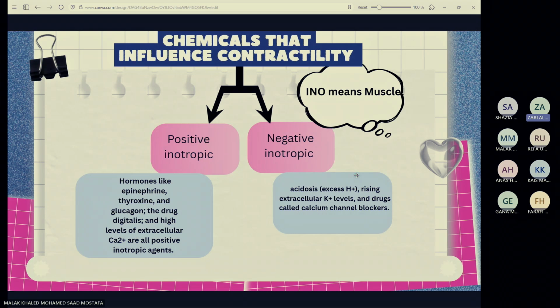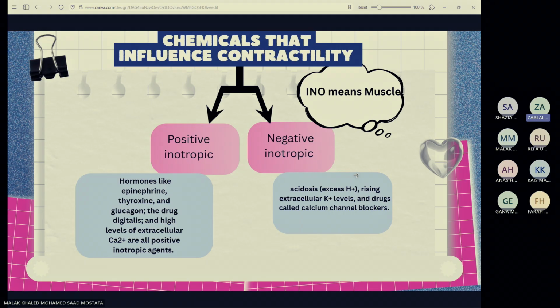Okay, so there are certain chemicals that will affect contractility, and there are two names for them. One is positive inotropic and one is negative inotropic. Positive inotropic, from the name, we can tell that it will increase contractility, and negative inotropic will decrease contractility. So you have to memorize this, especially the positive inotropic agents: hormones like epinephrine, thyroxine, glucagon. We can see the drug digitalis, and there are a lot of questions about digitalis, and a high level of calcium. They're all positive inotropic agents.